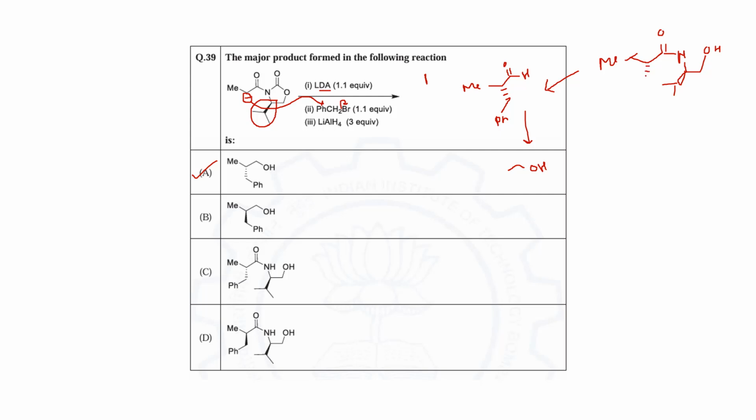Second, the first equivalent of LiAlH4 will open up this one. First equivalent. Second equivalent will break this amide bond to form this aldehyde. And the third equivalent will be used to reduce this aldehyde to alcohol. Okay.